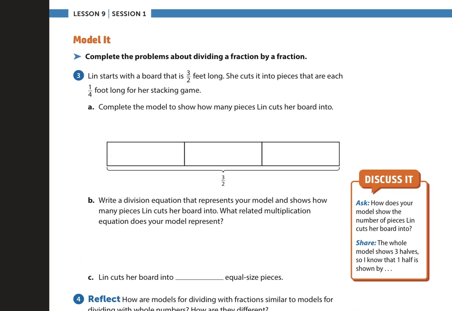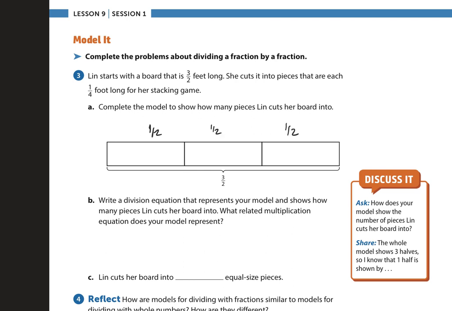Lynn starts with a board that is 3/2 feet long. She cuts it into pieces that are each 1/4 of a foot long for her stacking game. Complete the model to show how many pieces Lynn cuts her board into. And again, I'm going to pause, do the drawing, then I'll come back with it showing.